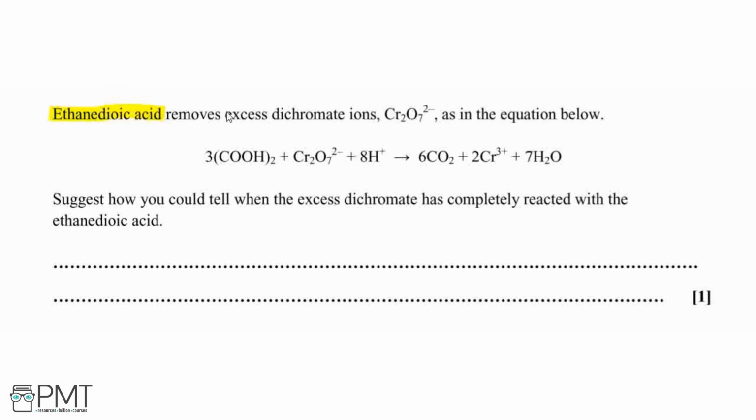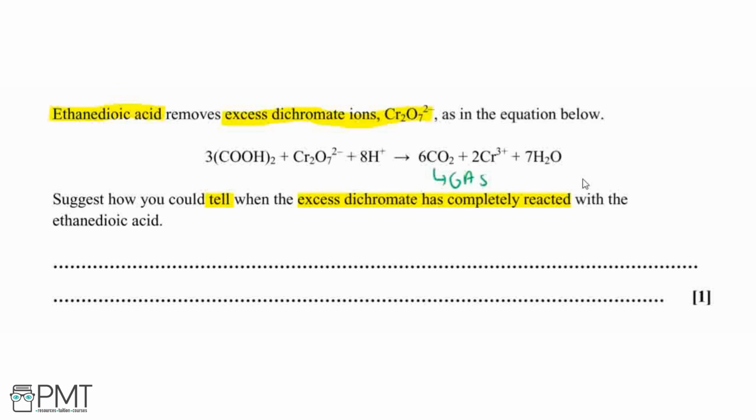Ethane dioic acid removes excess dichromate ions as shown in this equation below. So we've got our ethane dioic acid reacting with the dichromate ions and some acid, and we're producing carbon dioxide gas, some chromium in oxidation state 3+ ions, and some water. And for this question, we need to suggest how we can tell when the excess dichromate has completely reacted with that ethane dioic acid. So the key thing with this reaction is that we're producing carbon dioxide, which, as I mentioned, is going to be a gas.